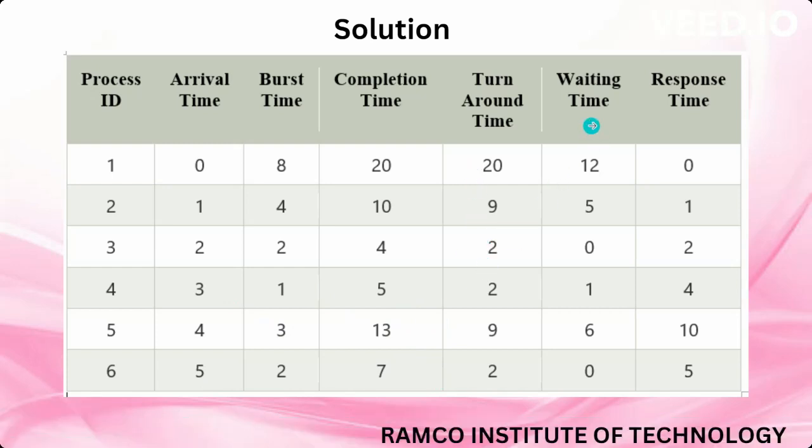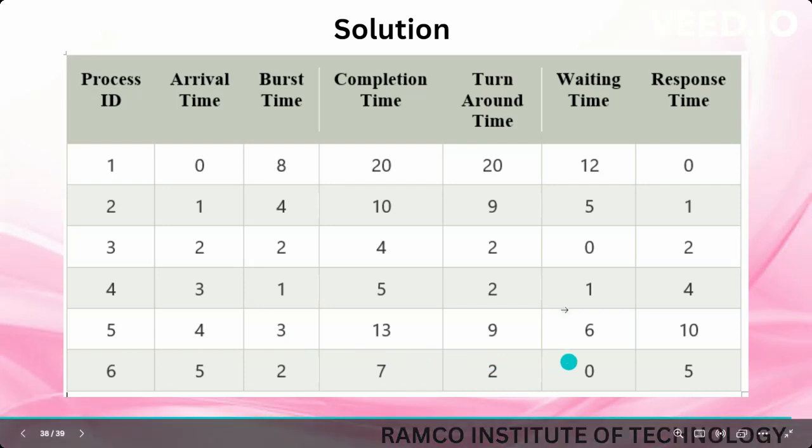The next is waiting time. The waiting time of each process is calculated as the difference between the turnaround time and burst time. So 20 minus 8, 12; 9 minus 4, 5; 2 minus 2, 0; 2 minus 1, 1; 9 minus 3, 6; and the waiting time of P6 is 2 minus 2, 0. This is the waiting time of each process.